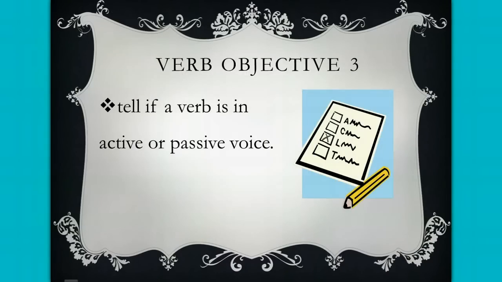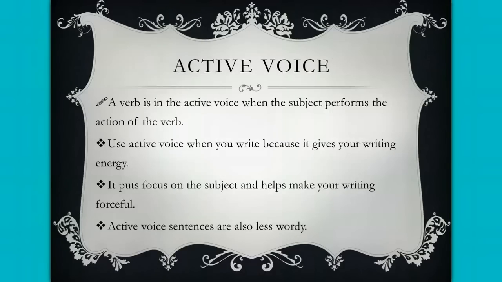After watching this video, you should be able to tell if a verb is in the active or passive voice. A verb is in the active voice when the subject performs the action of the verb. Remember that the subject of a sentence is the who or what performing the action of the sentence. The subject usually comes before the verb, but not always.